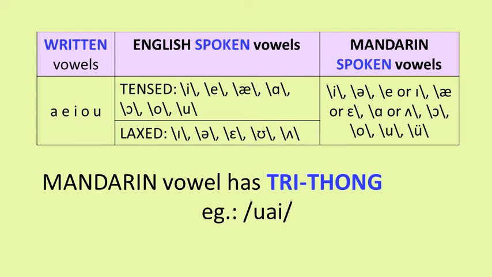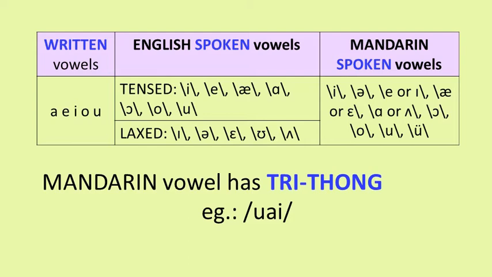In contrast, Mandarin does not differentiate tense or lax vowels. Because of the existence of the alphabet Ü, there are 6 written vowels: A, E, I, O, U, Ü. But there are only 9 spoken vowels, whereas the alphabet R is seen as a consonant instead of a vowel.